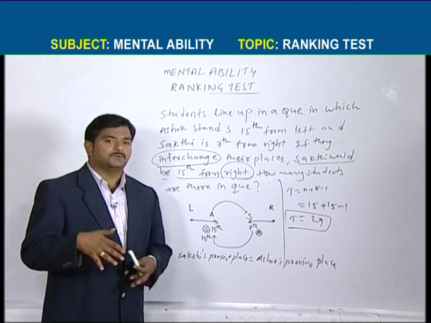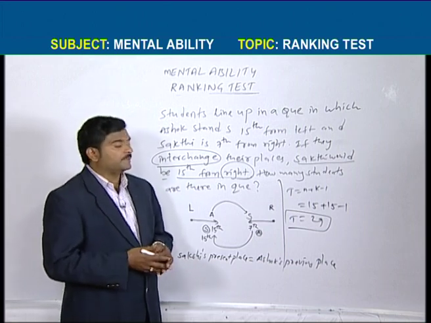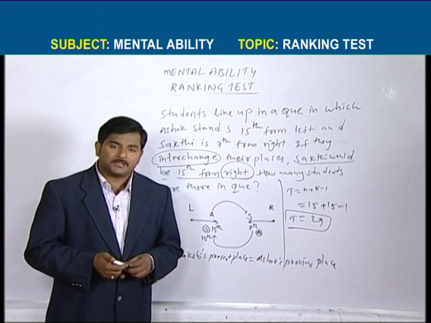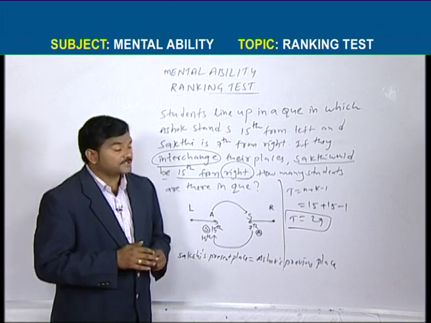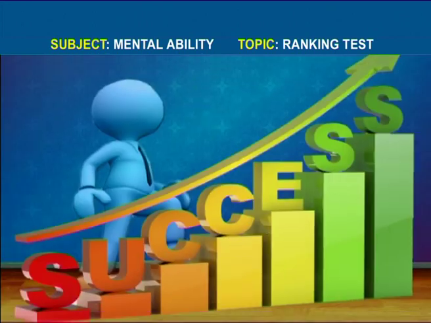Now Shakti is also 15th from left, and one thing is given, Shakti is 15th from right. So 15 plus 15 minus 1. Hence the total number of students in that queue is 29. I hope you understood this interchange problem. We will discuss one more question based on this interchange, so that you will get the idea.